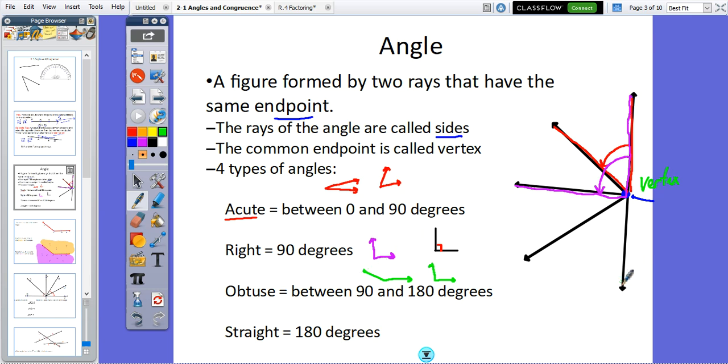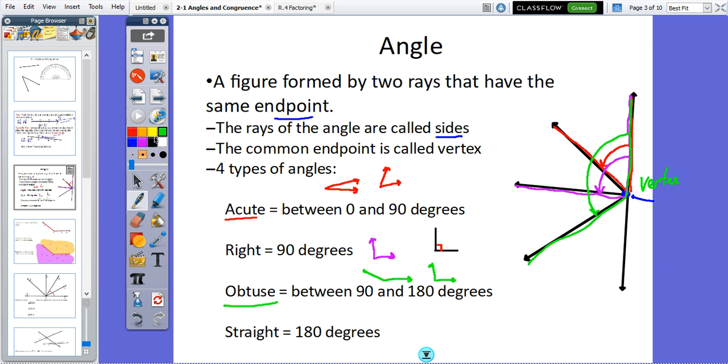Our example here, we'll use the same ray. It starts from here, of course, and then across the ray. There you go. And we're measuring the distance from this ray all the way to this ray right here. That's considered an obtuse angle.